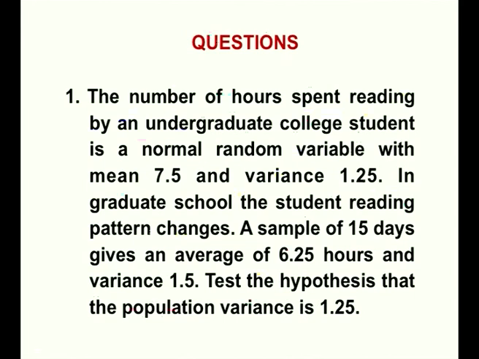The number of hours spent reading by an undergraduate college student is a normal random variable with mean 7.5 and variance 1.25. In graduate school, the student reading pattern changes. A sample of 15 days gives an average of 6.25 hours and variance 1.5. Test the hypothesis that the population variance is 1.25. Only one kind of sample has been given, therefore, you have to use a Chi-square test for single variance.